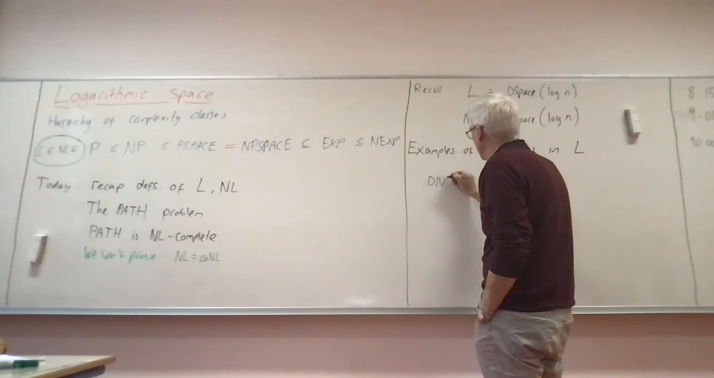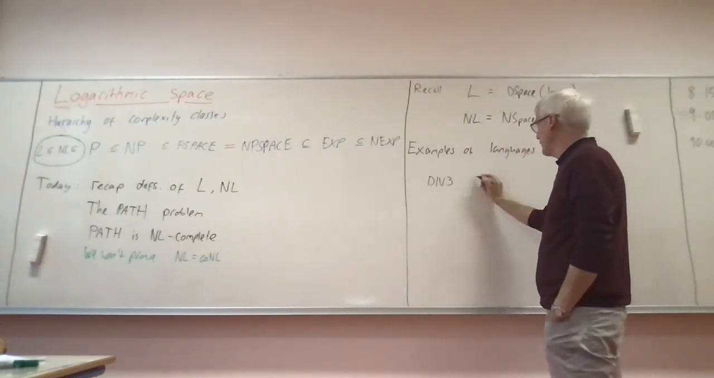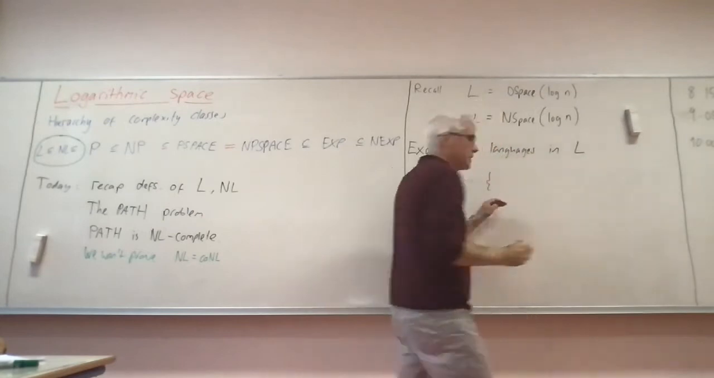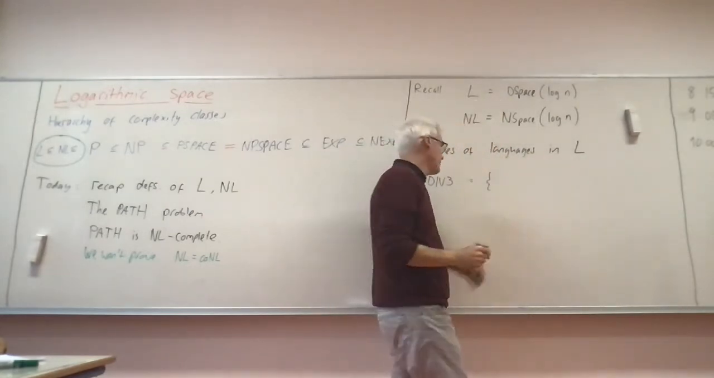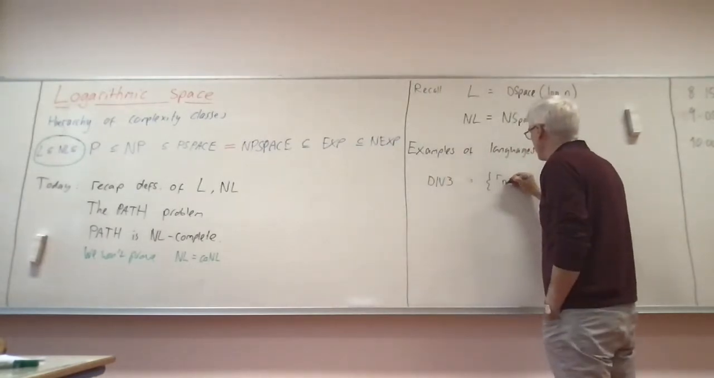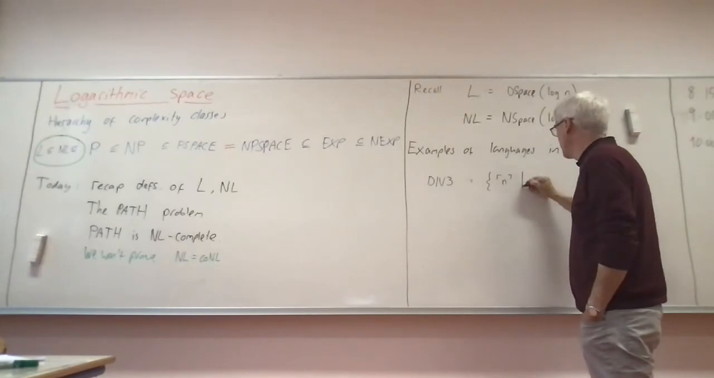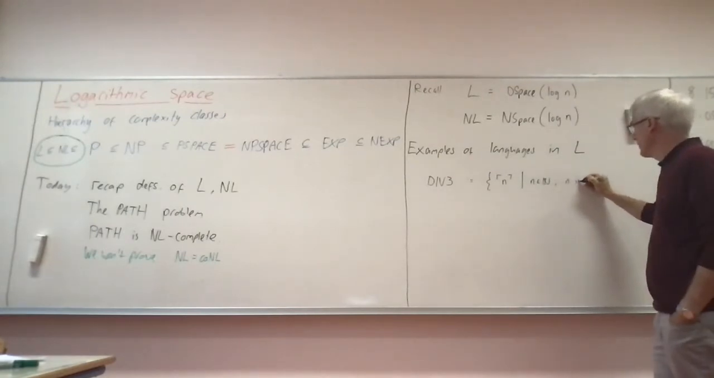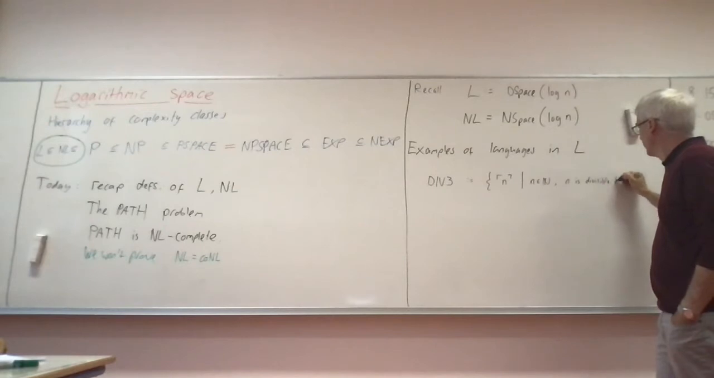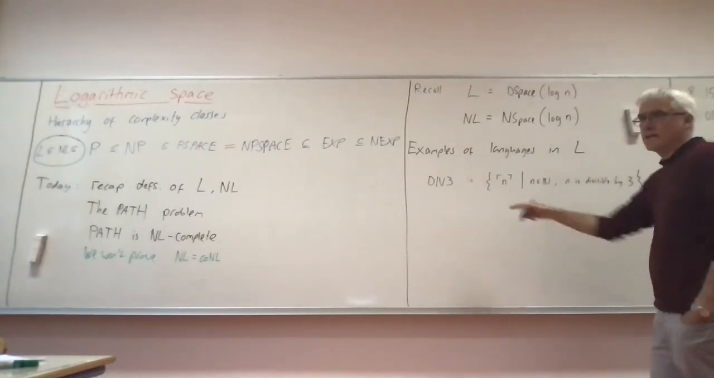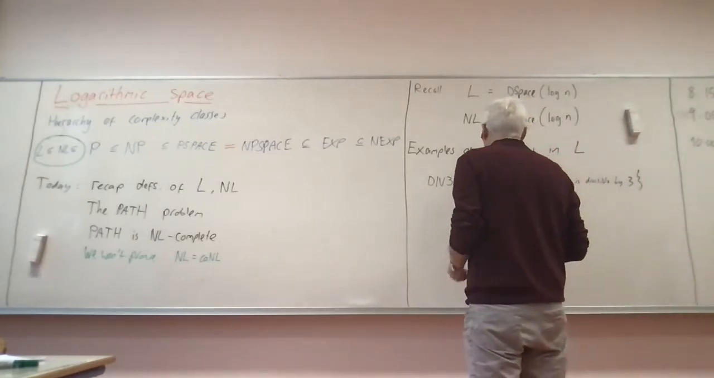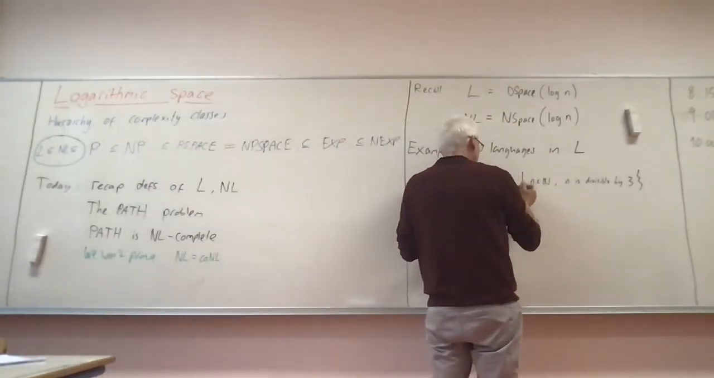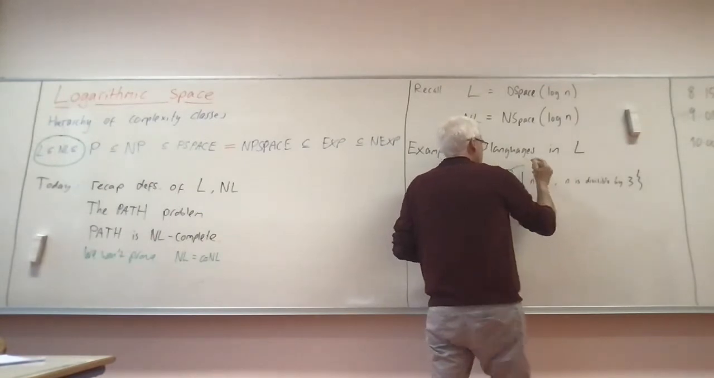The first one I'm going to call div3, divisible by 3. This is defined to be the set of, so it's a language, so it's a set of strings over the binary alphabet, so over zeros and ones, of all those binary encodings of numbers n, such that n is a natural number and n is divisible by 3. Three is not important here. We could replace it with any other number, and we would still get a language in logarithmic space, not non-deterministic logarithmic space. So this is the binary encoding.